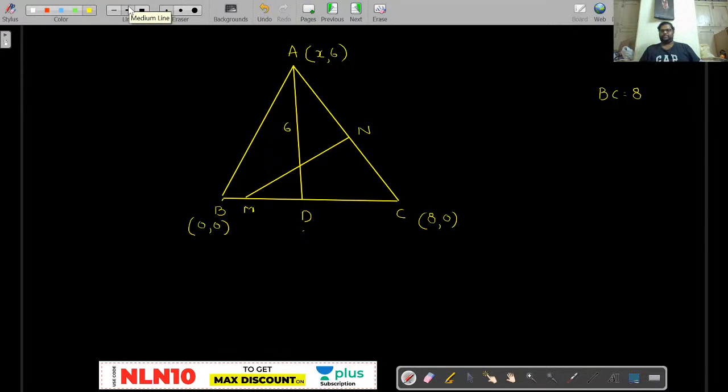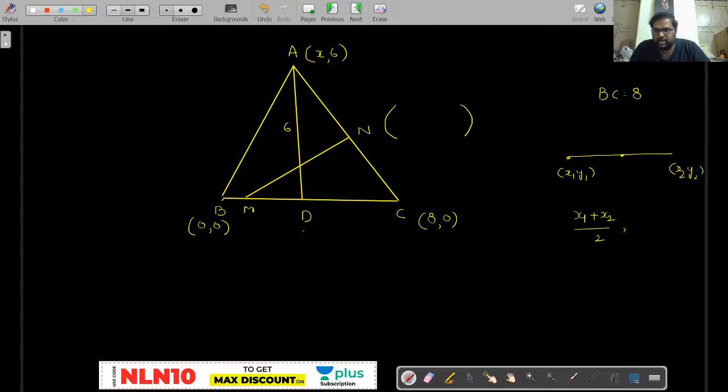X comma 6. Now, what will be the coordinates of N? Very good. N is nothing but the midpoint of A and C. How do you find the midpoint of a line segment? This will be one coordinate (x1, y1) and this will be another coordinate (x2, y2). How will you find the midpoint of this line segment by coordinate geometry? It is ((x1 plus x2) divided by 2, comma, (y1 plus y2) divided by 2). Am I right or wrong?